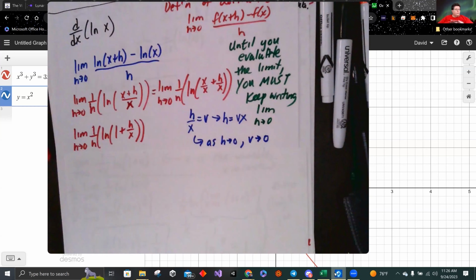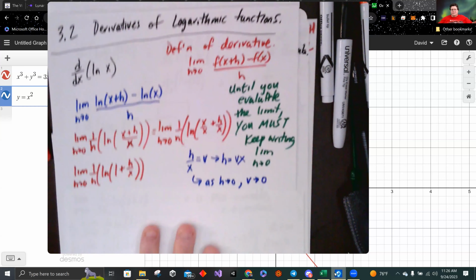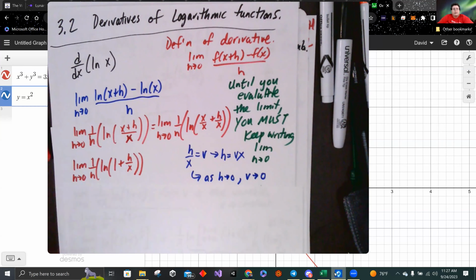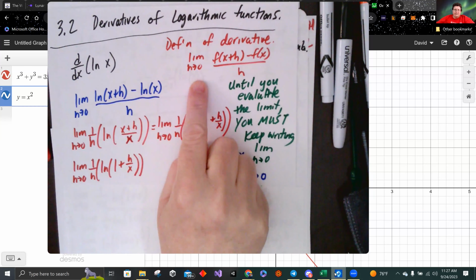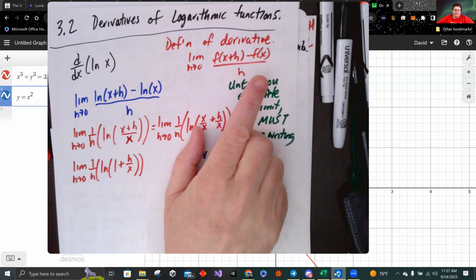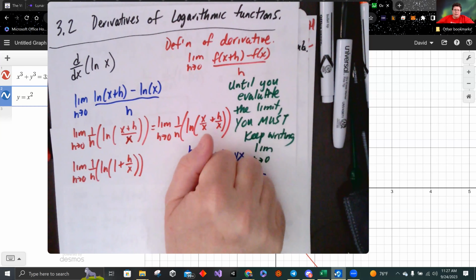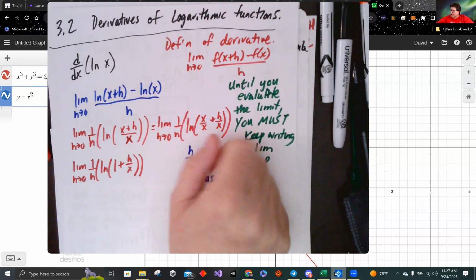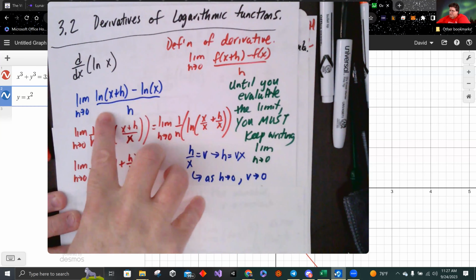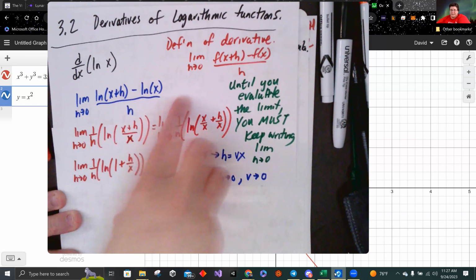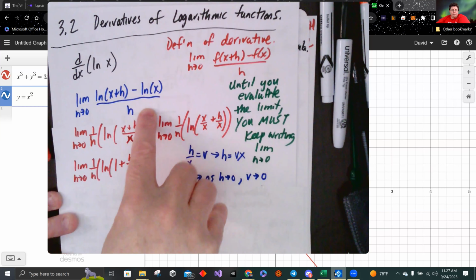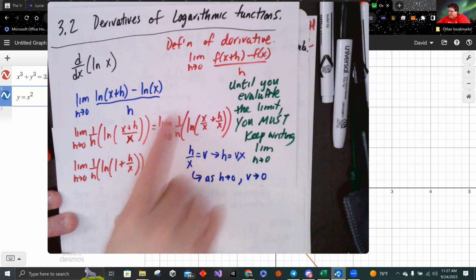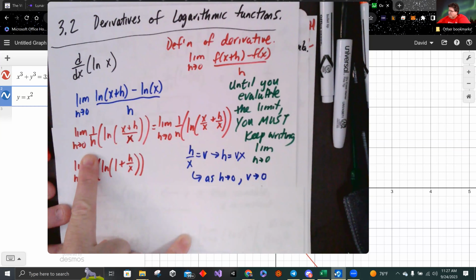Let's take a look at 3.2, which is on the derivative of logarithmic functions. We're going to start with the natural log of x, and we're going to use the definition of the derivative: the limit as h goes to 0 of f of x plus h minus f of x, over h. So we do that here. I got the limit as h goes to 0 of natural log of x plus h minus natural log of x, over h. I like to factor the 1 over h out.